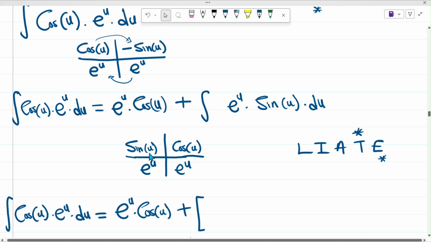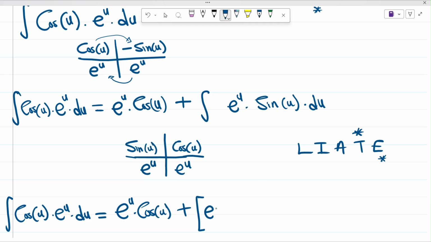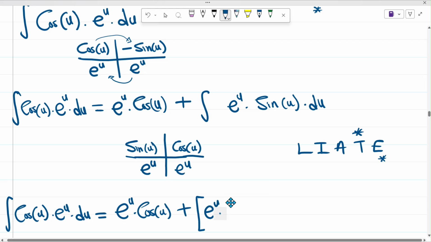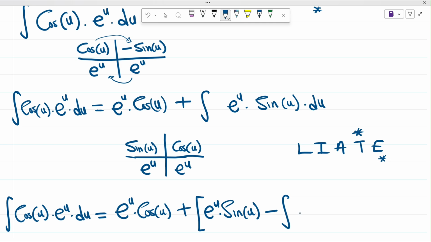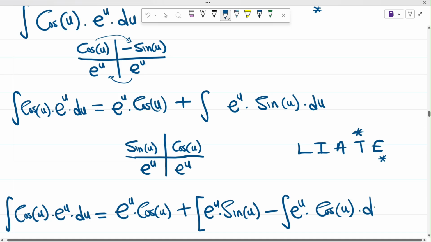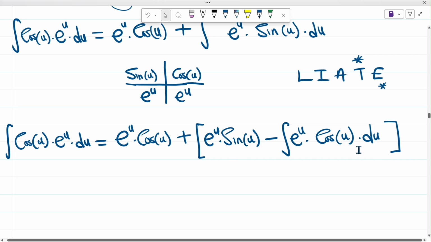With the use of this cross, of course, this is going to be second multiplied by third. So this is going to be e to the power u multiplied by sine of u, minus the integral of second multiplied by first. So this is going to be e to the power u multiplied by cos of u, cos of u du. Then we close. Then we are almost done with it.